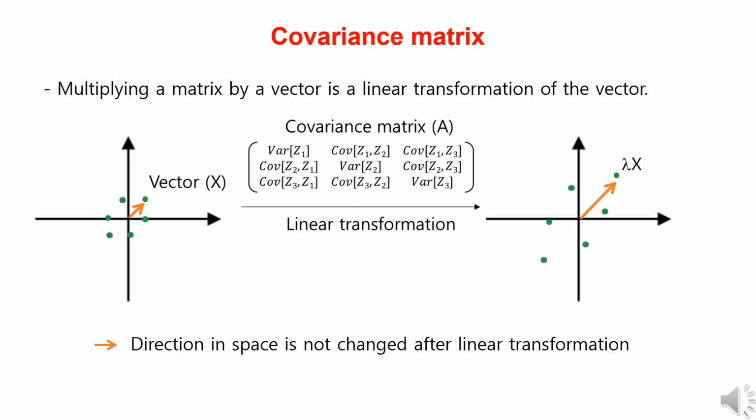When we multiply a vector by a matrix, the vector undergoes a linear transformation. Similarly, when we multiply a vector by the covariance matrix, it undergoes a linear transformation, resulting in the creation of new vectors. Among these newly generated vectors, the arrow-marked vector represents a special case where the direction remains the same both before and after the multiplication by the covariance matrix, while only the magnitude changes.